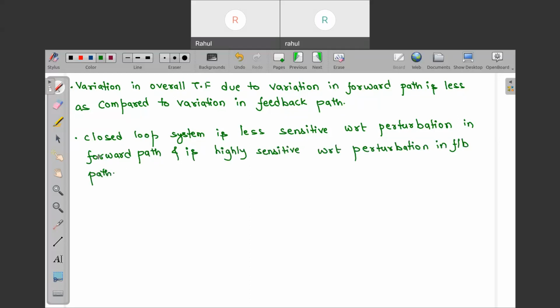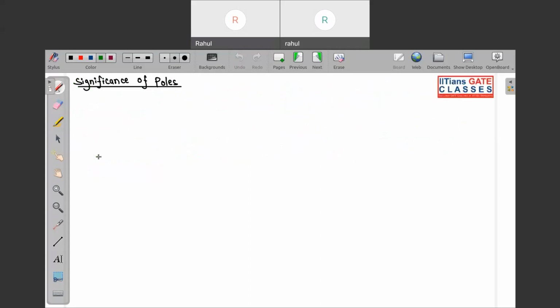Okay, so this is one very important result that we should know. So next is what we have: significance of poles. The definition of poles, what is poles, what is zeros, all the things we have actually discussed in your last class. So what do we mean by poles?